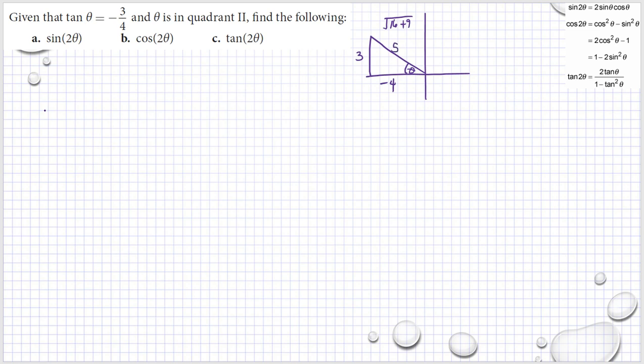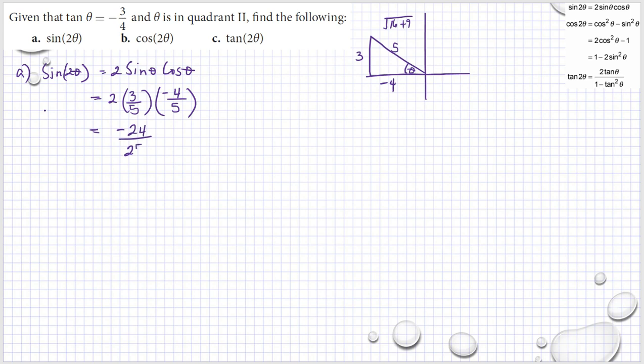Okay. So for A, sine 2 theta. We know that that is 2 sine theta cosine theta. And sine is positive in the second quadrant, so we have 3/5. And cosine is negative in the second quadrant, that is negative 4/5. So we have 2 times 3 times negative 4 over 25, that is negative 24 over 25.